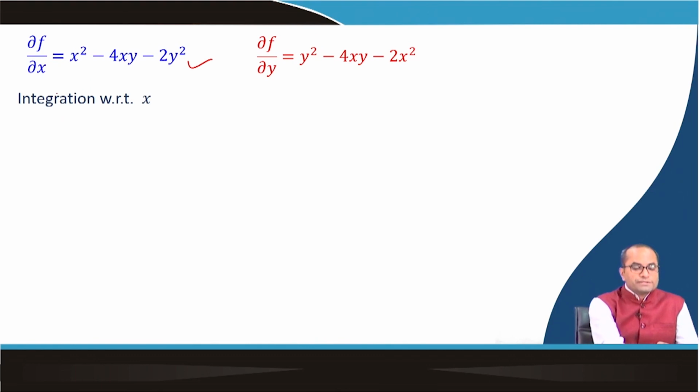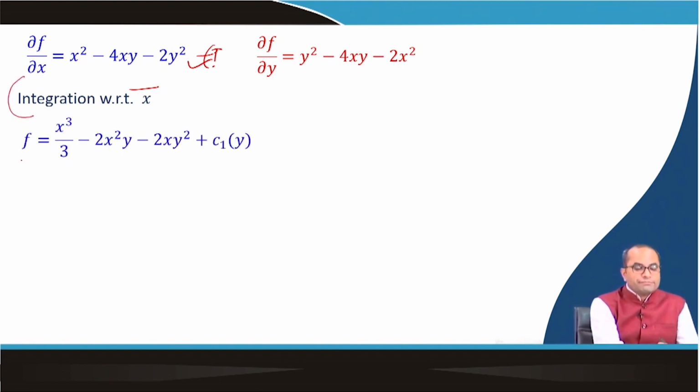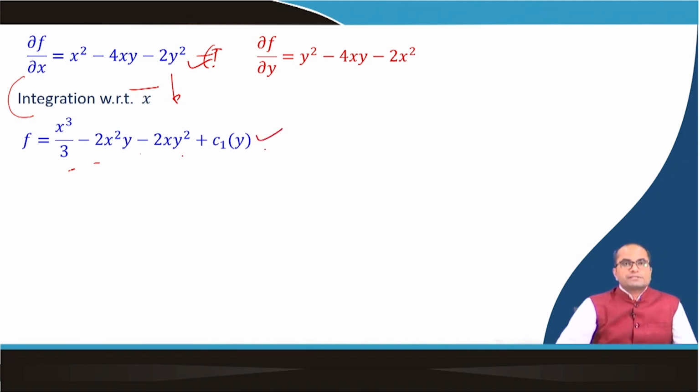So, from equation number 1, we integrate with respect to x to write down f from here. So, f will be then x³/3 minus 2x²y, and the integration of 2y² gives x, so minus 2xy², and then a constant c1 which can be a function of y now, because we are integrating with respect to x and here we are dealing with two variables x and y. So, here it is not just a constant, but we have to write a more general constant of integration, and in this case it will be c1(y).